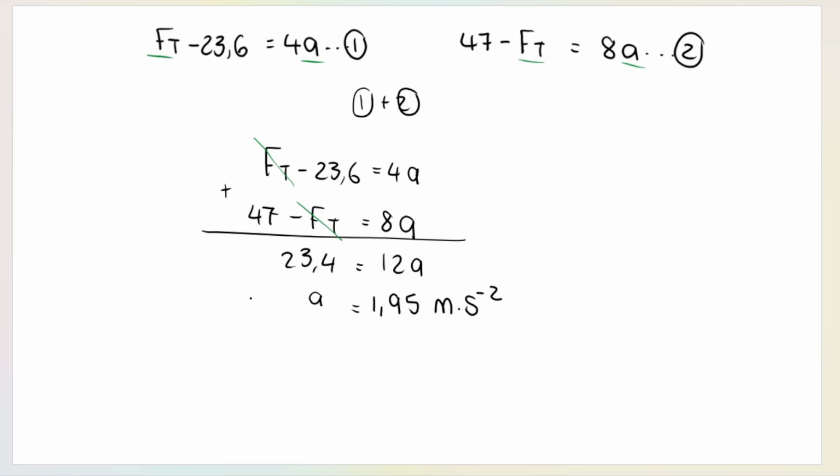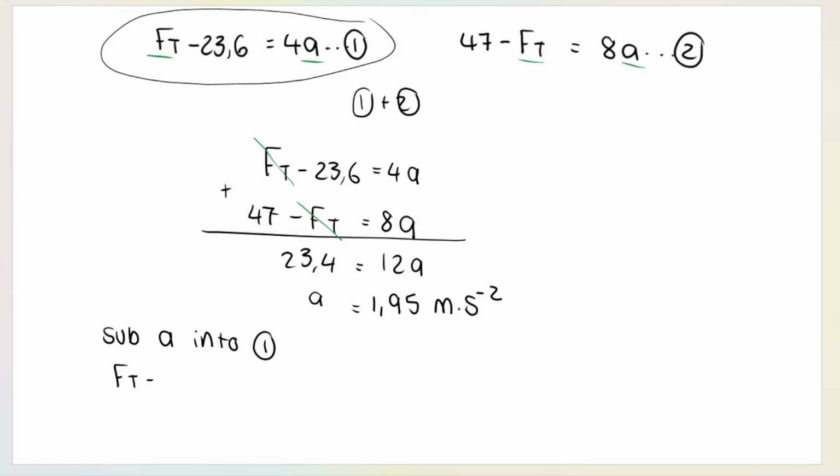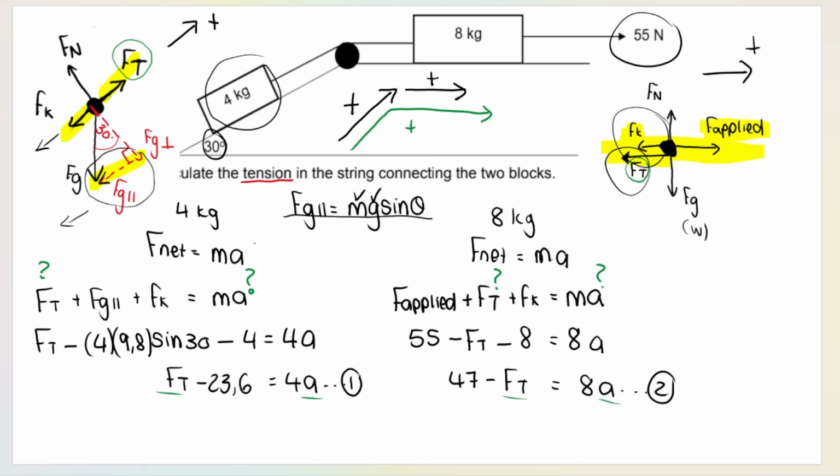Then to get tension, we need to sub acceleration into either of the equations. So let's say equation 1. So here's equation 1 over here. We rewrite it. Ft minus 23.6 equals 4a. In the place of a, I'm going to put 1.95. And then when we do that, we can solve for tension. So what we do is we multiply by 4, then we take over the negative 23.6 and we add 23.6, and we should get tension as being 31.40 Newton.